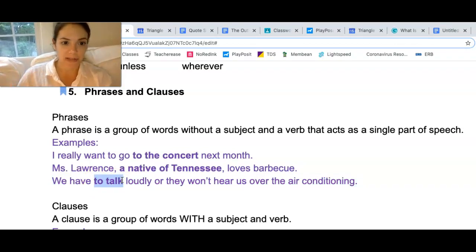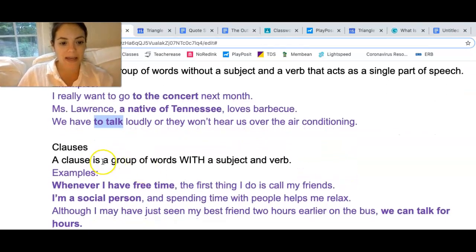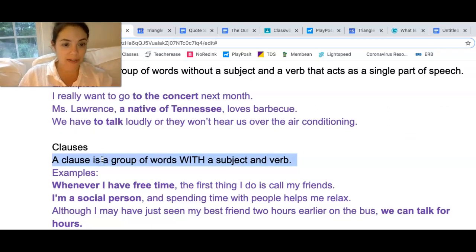You guys have heard about infinitives in Spanish. So that is the English equivalent. It's acting as an infinitive. Okay, so that's phrases. Just a group of words. They're connected in some way, but they don't have a subject and a verb. Okay. All right, now a clause is a group of words with a subject and a verb. Okay, so it's got to have that subject-verb pair. All right, so some examples.